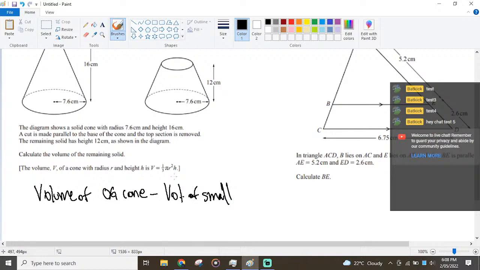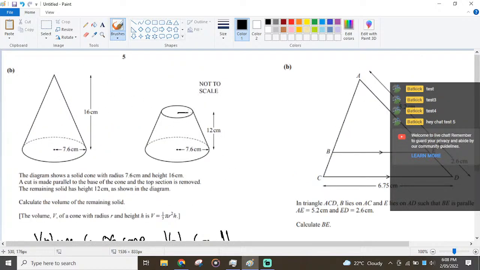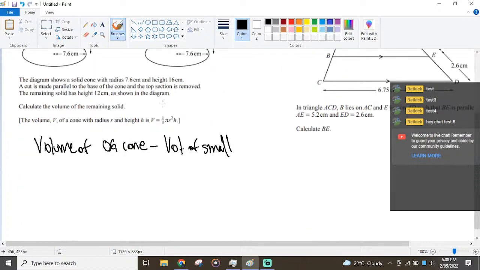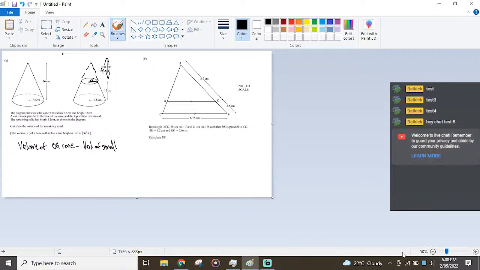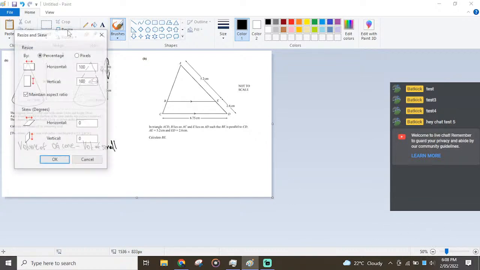Now, it doesn't give you the radius of the small cone. That's where we're concerned. Because if we knew the radius, we could plug that in here and calculate. We can find out this height, because this is 16, this is 12. 16 minus 12 is 4. So if the cone was original, it would be 4 centimeters more. So what we're concerned with is the radius. How are we going to find that? The answer is a ratio.